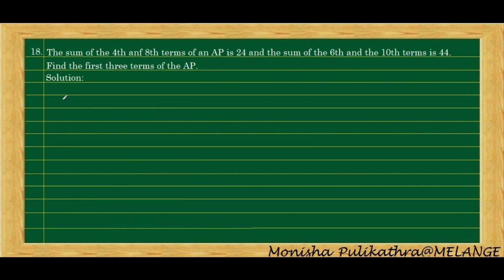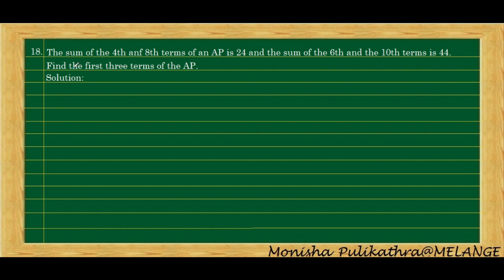So coming to the 18th question. The sum of the 4th and the 8th terms of an AP is 24 and the sum of the 6th and the 10th terms is 44. We need to find the first 3 terms of the AP. The first 3 terms of an AP are A, A plus D and A plus 2D. Only 3 terms we need to find out.